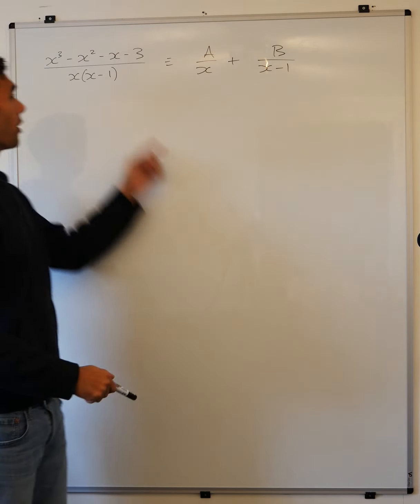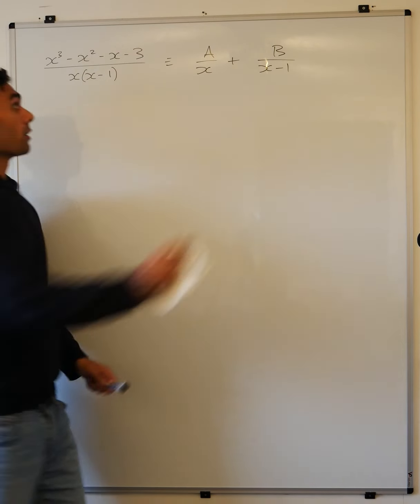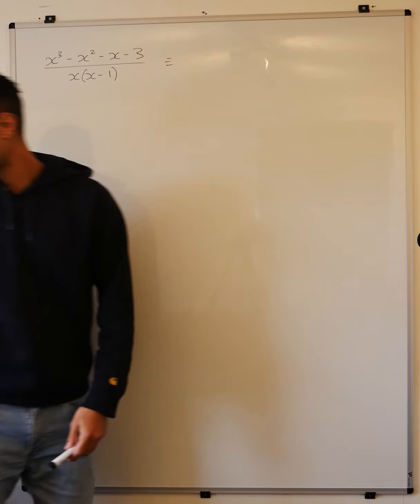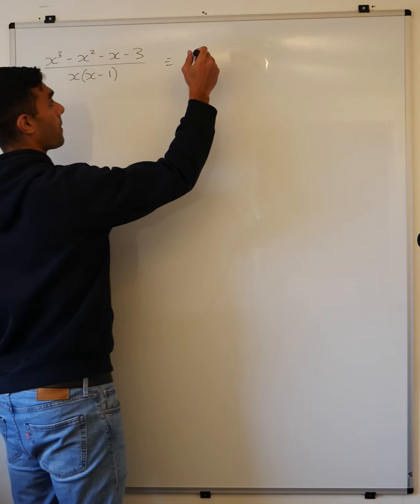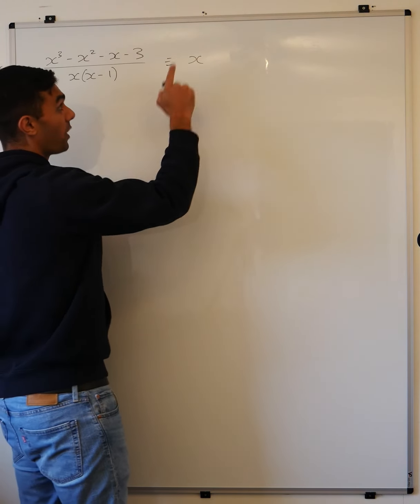In a previous video, I think we actually divided this fraction, so I'm just going to write the answer up here. So we start off by doing a polynomial division. Divide it, we get this here.